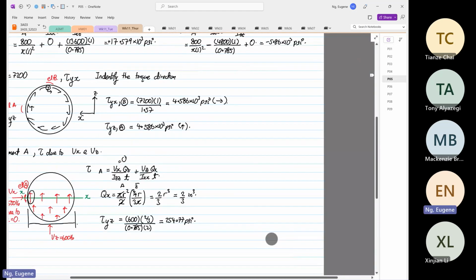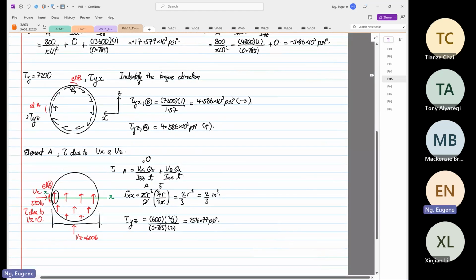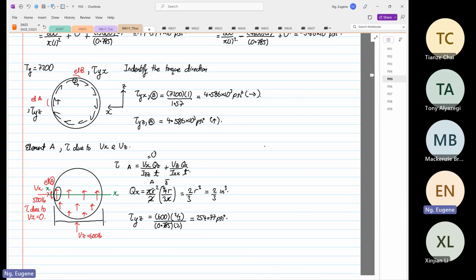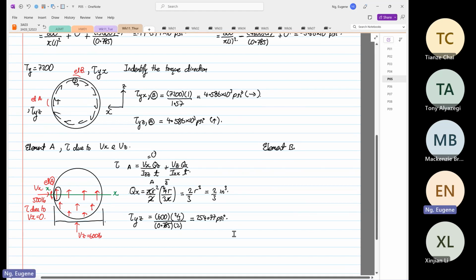Okay. So I'm going to do on the side element B, right? Same thing, right? So element B, I'll not be more than 5 minutes, okay? Element B, right? So same thing.